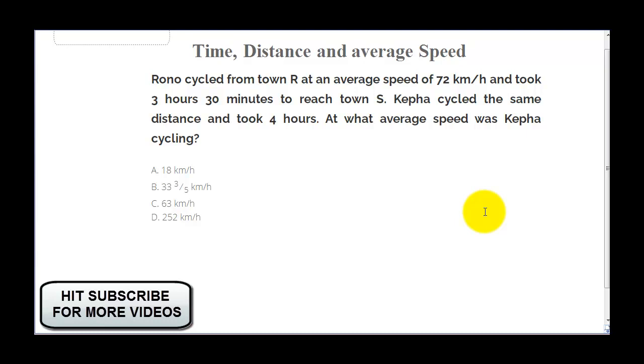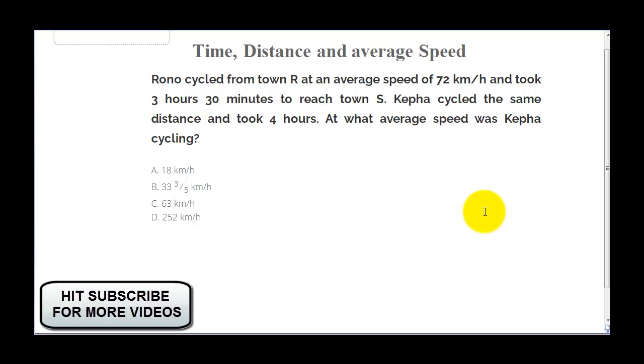If you are just joining us, we were talking about the concept of time, distance, and average speed, where we explained the concept of time, distance, and speed, and we discussed how you could convert kilometers per hour to meters per second. We also solved 2 questions on distance, time, and speed.